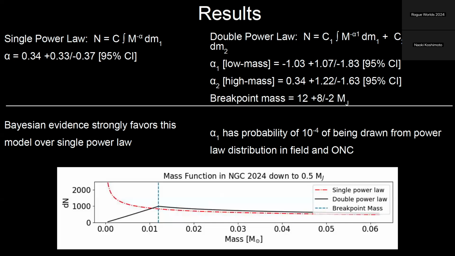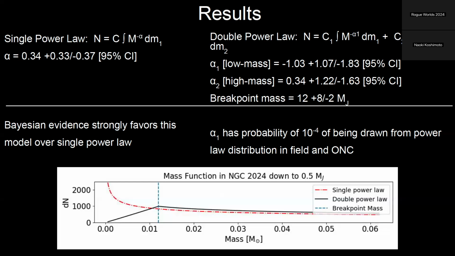But this is consistent with what had been found in the galactic field population down to about 10 Jupiter masses, but our work is extending that down to about half a Jupiter mass. We then tried a bunch of different models, like a log normal or a single power law with a cutoff. We don't really find any differences with a single power law. However, when we fit a double power law model, we do find significant statistical evidence in favor of a double power law over a single power law.